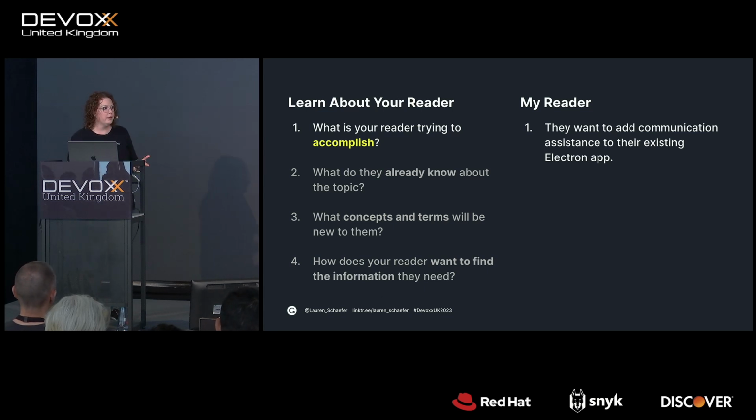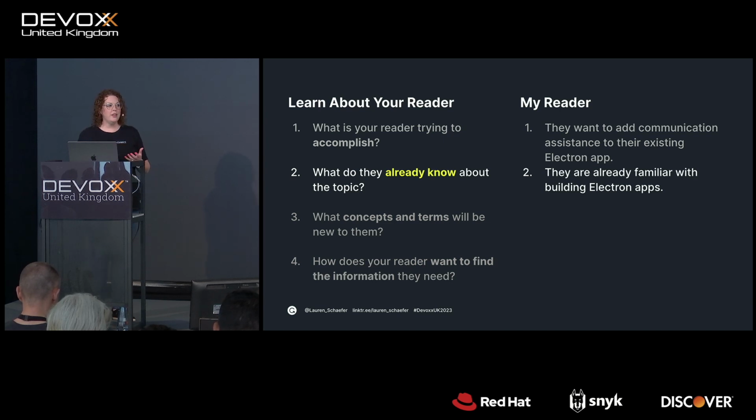So what was my reader trying to accomplish? Well, they want to add communication assistance to their existing Electron app. I assumed they already had an app up and running, and they just wanted to add the communication assistance to it. What do they already know? I assume they're already familiar with Electron apps. Or if they're not, this is not where they're going to come to find that information. So I did not need to explain the details of Electron to them.